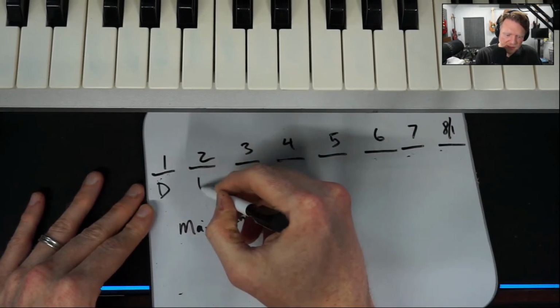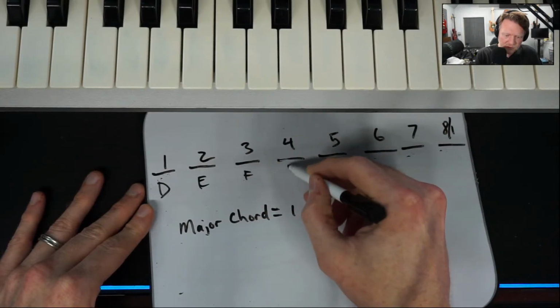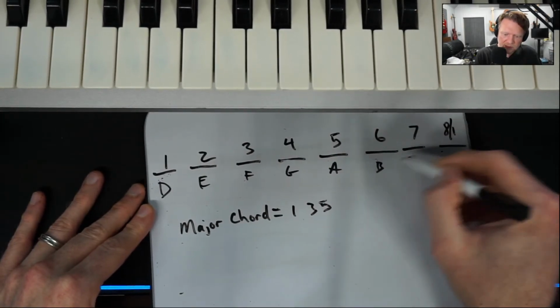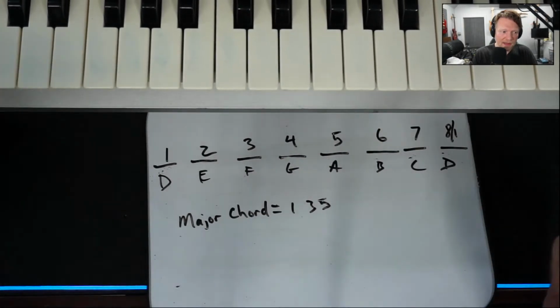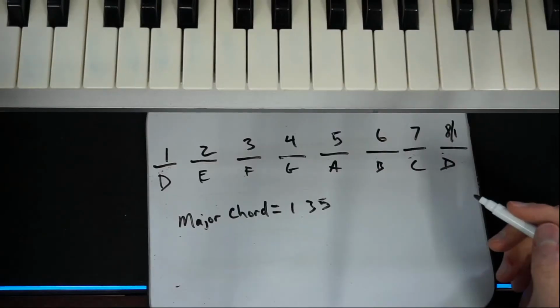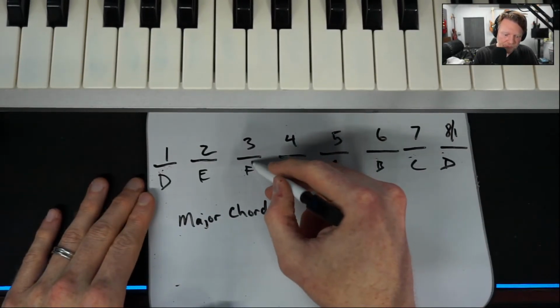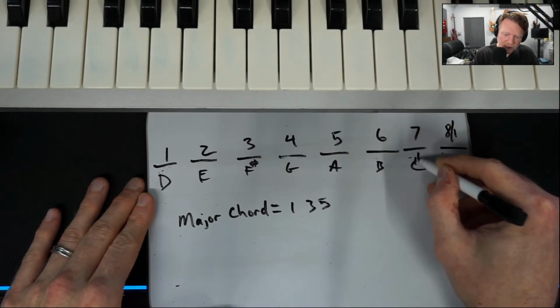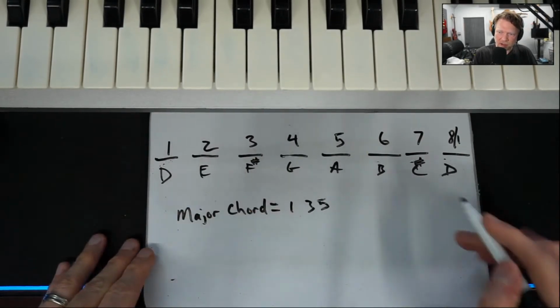So we have D, E, F, G, A, B, C, D. And I happen to know that D has 2 sharps in it, which are F sharp and C sharp. Okay, so that is our major scale right here.